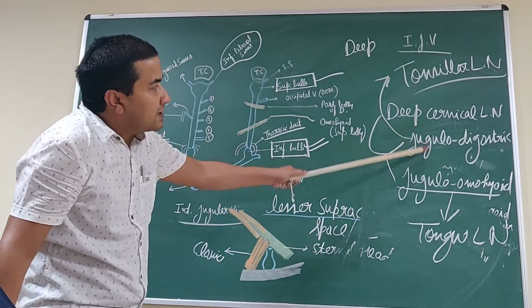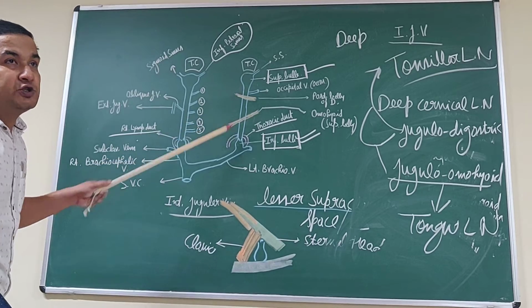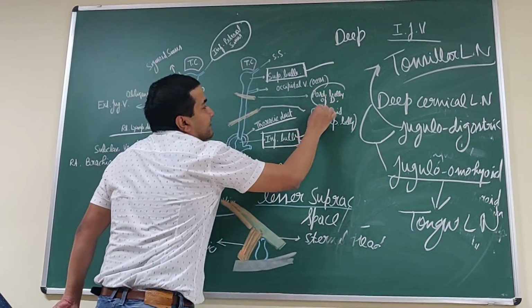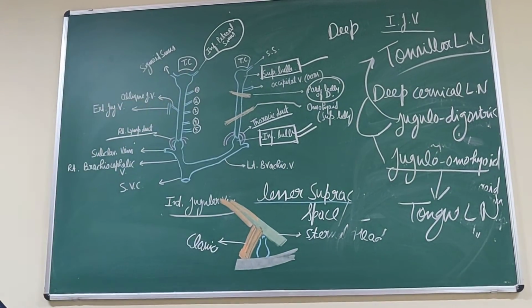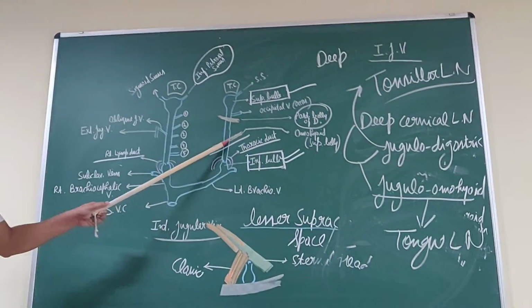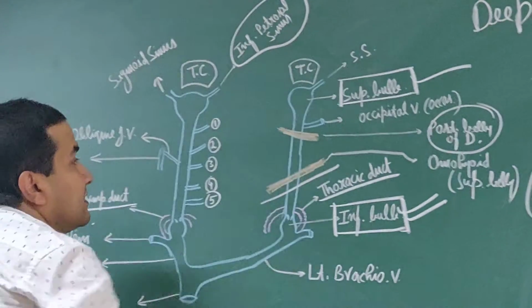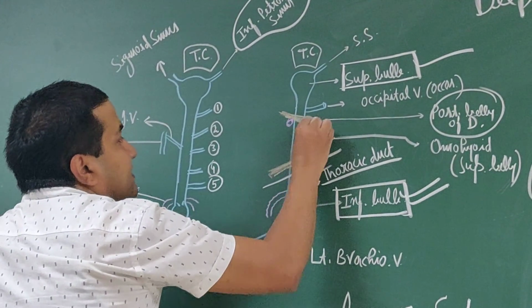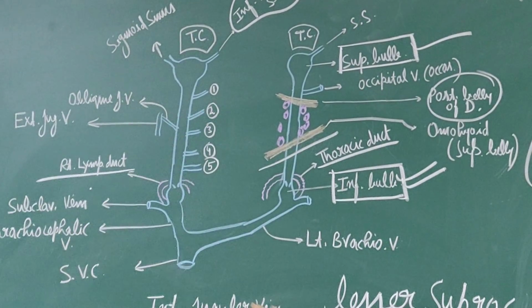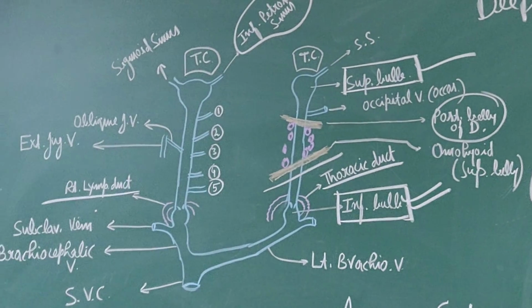So these deep cervical lymph nodes are arranged around the internal jugular vein, between the posterior belly of the digastric muscle that crosses superficially and the superior belly of the omohyoid. Between these two muscles, the jugulodigastric and jugulo-omohyoid lymph nodes are present. This is about the internal jugular vein.